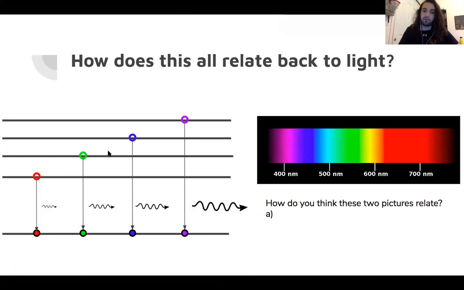So how do we think that these two pictures relate? Again, pause. How do these two pictures relate to one another? You see this on the left, you see this on the right.